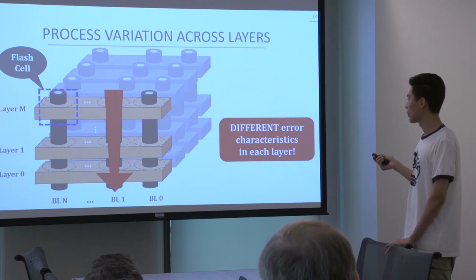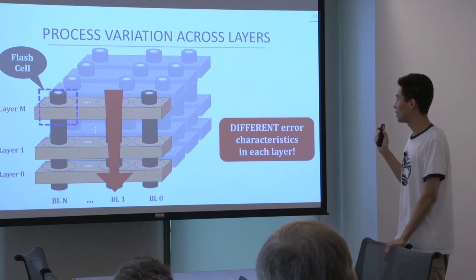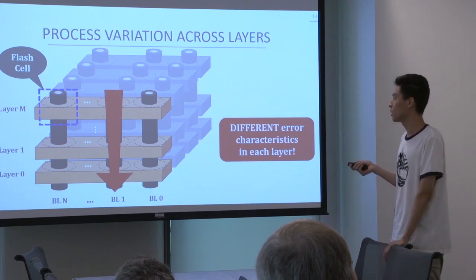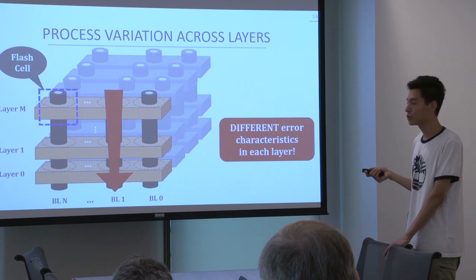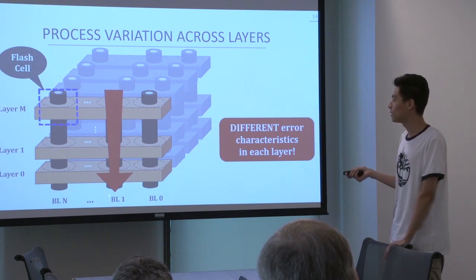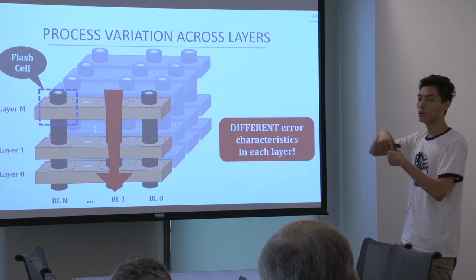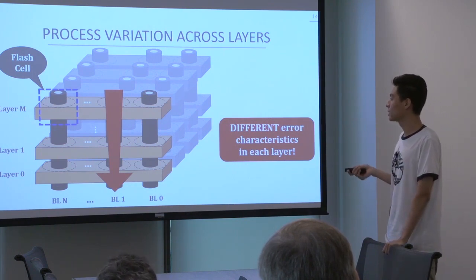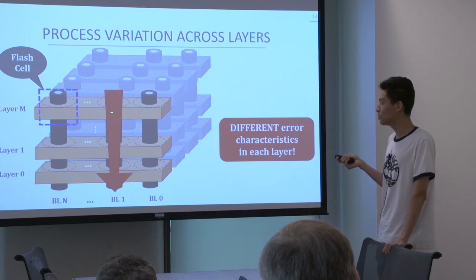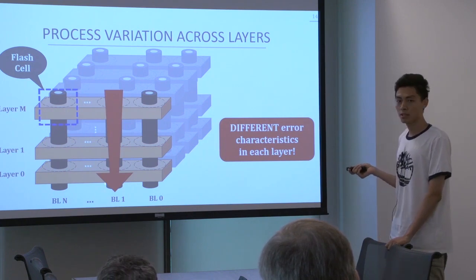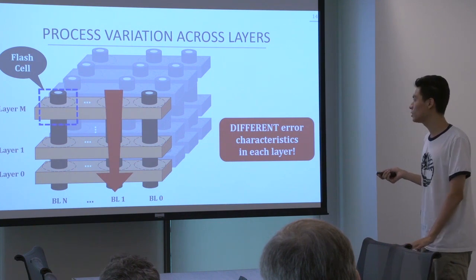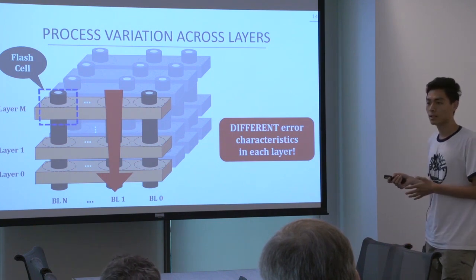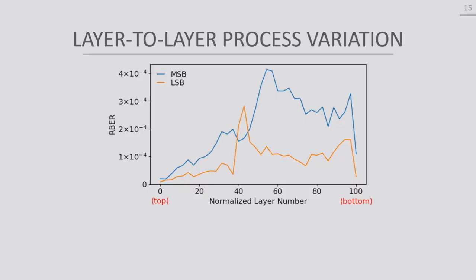It turns out that the manufacturing process of these flash cells causes process variation, because each bit line is manufactured by drilling a hole from the top of the flash die. This makes the flash cell dimension change across each layer, and this leads to different error characteristics in each layer. And in fact, this is our real characterization of this phenomenon.